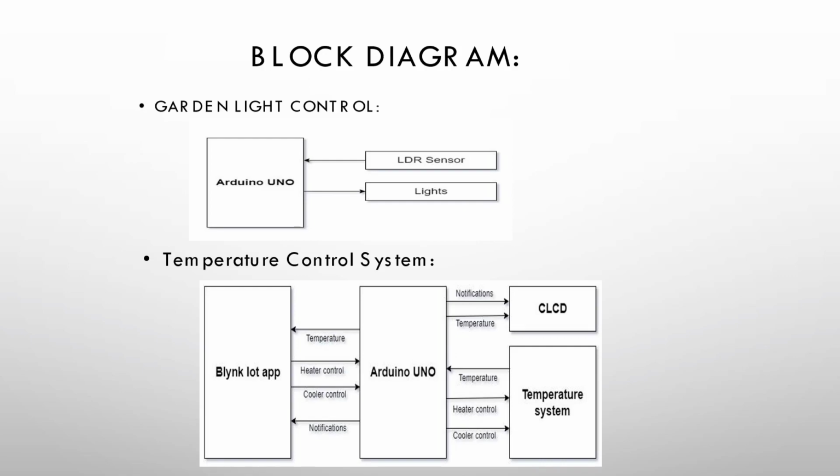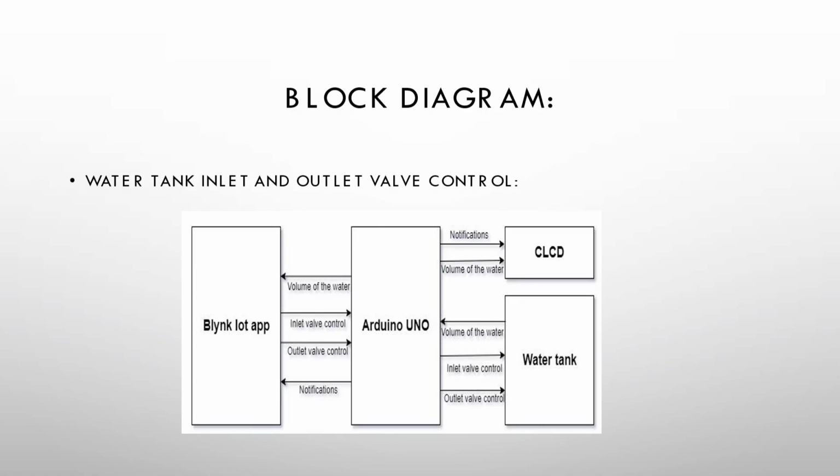Here we can also see the Blynk IoT application on the left side of the Arduino UNO board, where we will be able to access the temperature and get information regarding the heater control, cooler control, and the notifications, etc. in the Blynk IoT app. So this is the block diagram.